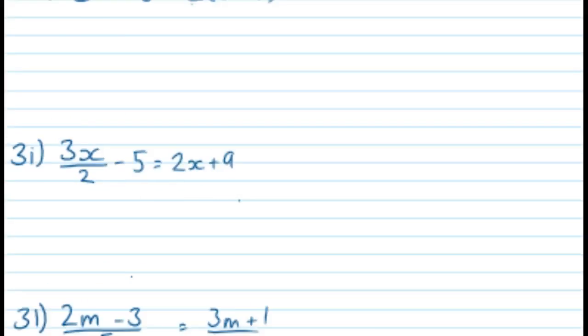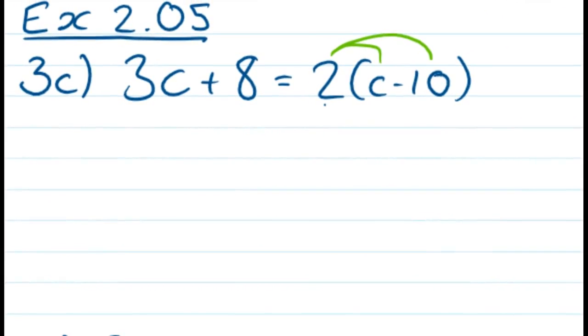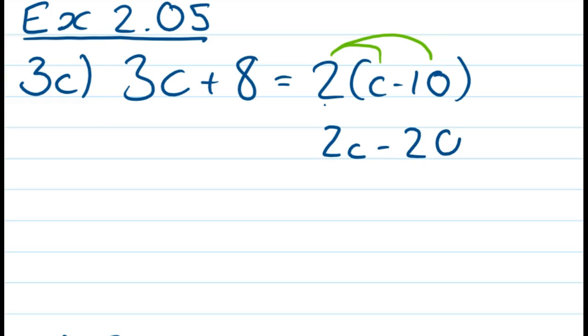I'm going to do 3c first. Okay, now this equation is difficult because it's got the brackets there. So my first job is to try and get rid of them. Okay, and to do that, I expand the brackets. I take the 2 times it by the c, I take the 2 times it by the 10, and I end up with 2c minus 20. 2 times c is 2c, 2 times 10 is 20. Okay, then I write down the rest, 3c plus 8, just copying that in.